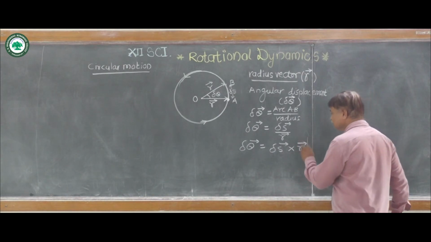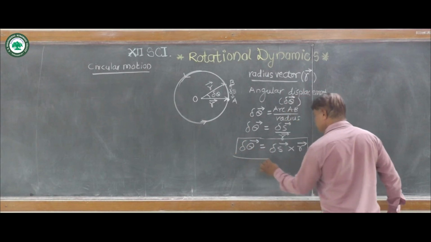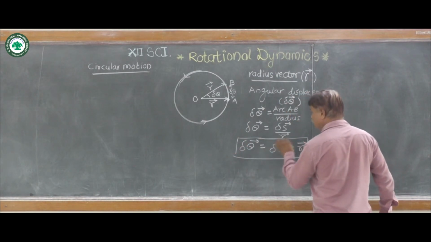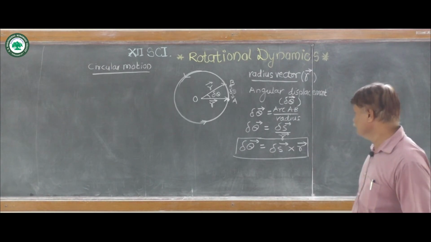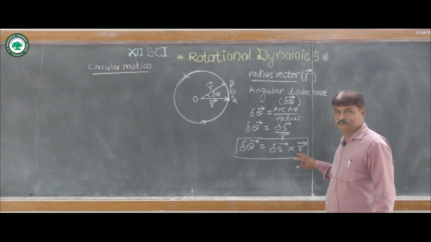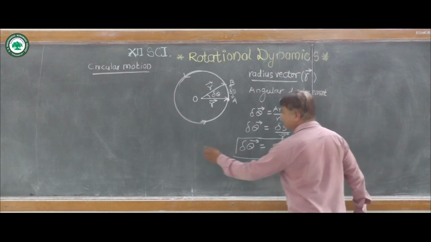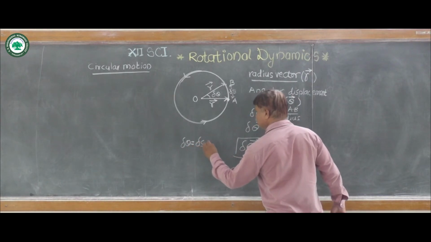Now from this we can find out angular displacement. Delta theta bar is equal to delta s bar cross r bar. In scalar form, this relation can be written as delta theta is equal to delta s into r.